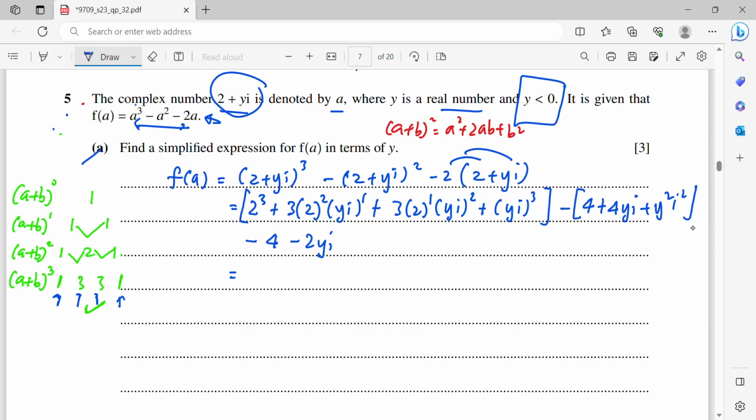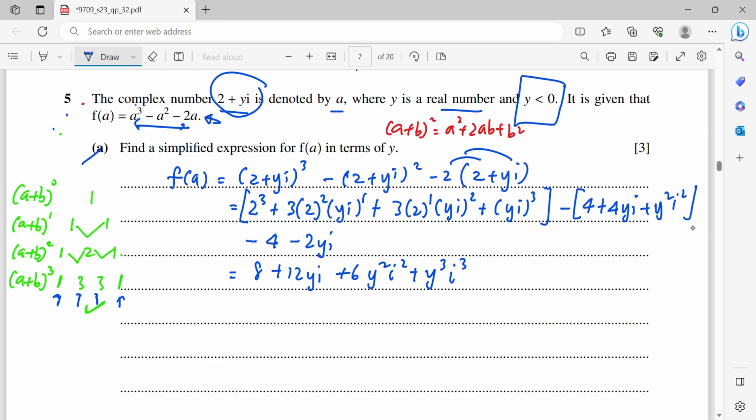Okay, so now I will simplify all the terms in the first bracket. So it will be 2 cubed, 8. So 3 times 2 squared will be 12. Then yi, that means it's 12yi. Now 3 times 2 is 6. So 6 y squared, then bring in the squared to the i, you'll get i squared. Then plus y cubed, i cubed.